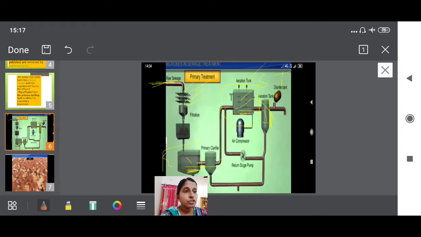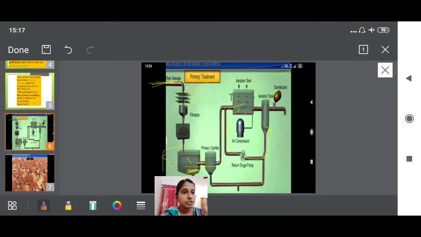So what is actually happening is that all these bacteria, slowly they have finished their food and the flocs are coming down and getting settled at the bottom. Some amount of flocs is taken and pumped into this aeration tank.